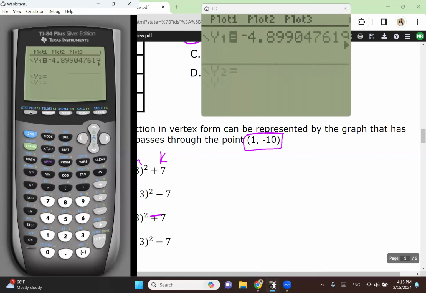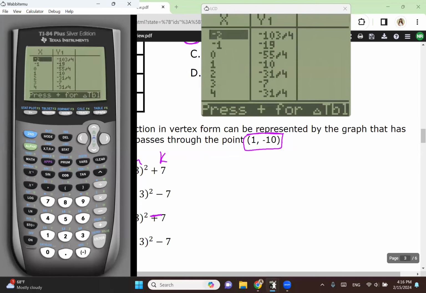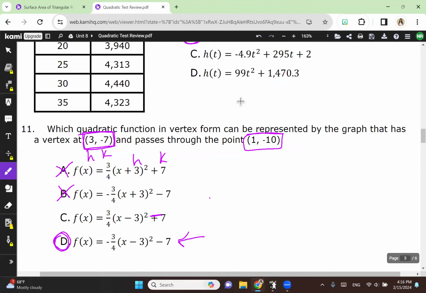Now, since we already know that the answer is negative 3/4, that's what I'm going to put into y equals. So negative 3/4 parentheses x minus 3 squared minus 7, and I check my table. I go to positive 1, and there's my negative 10. So this point does belong to this equation, okay?